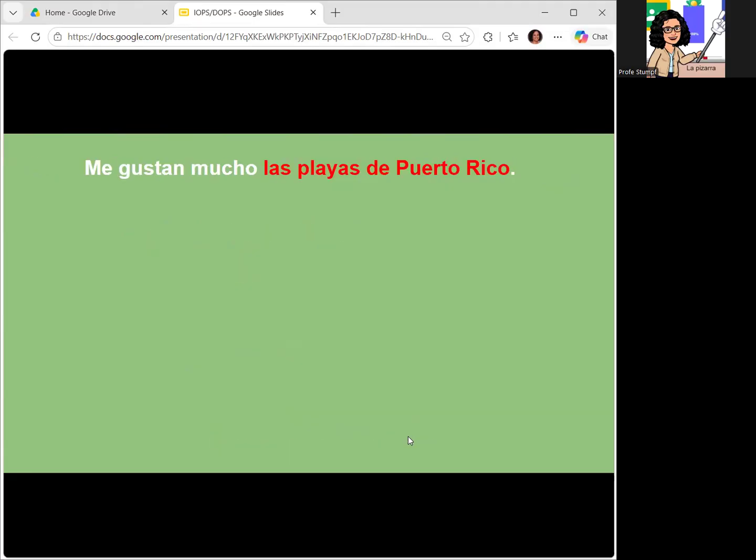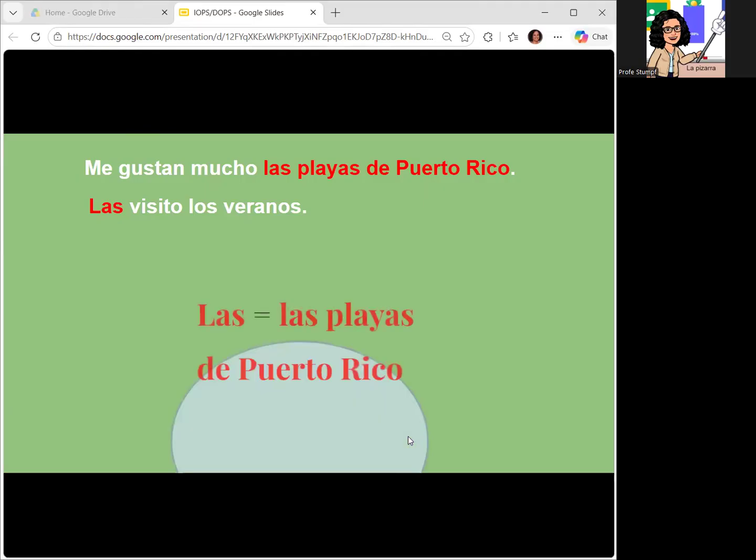Let's see, me gustan mucho las playas de Puerto Rico. So the direct object would be las playas de Puerto Rico. And all of that, the beaches of Puerto Rico, gets replaced by las because it's plural beaches. So it's going to be plural feminine. Hear that? Las visito los veranos. I'm still talking about las playas, but now I'm using las, like I visit them every summer. So las replaces las playas de Puerto Rico. That is the direct object pronoun.